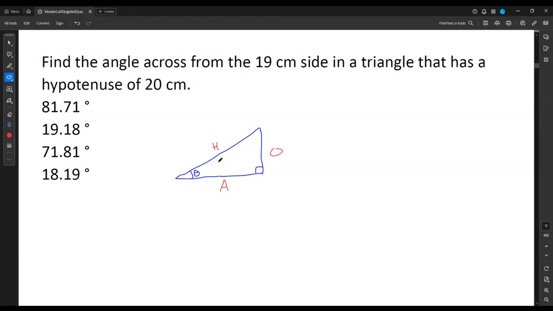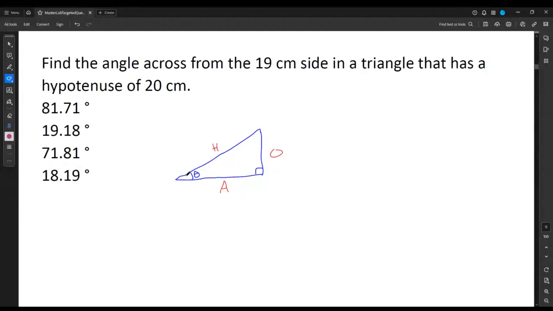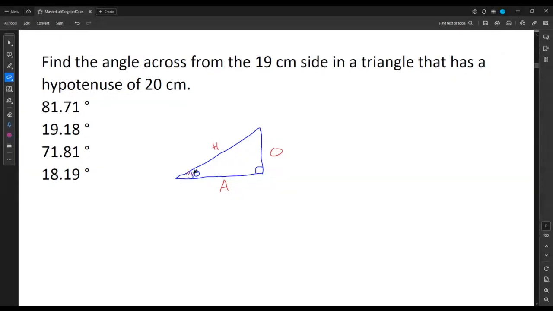So find the angle means that we don't know theta this time. All right, so I'm just going to throw a question mark down. So question mark is equal to theta. It's the angle across from the side. Okay, so across from this, O is going to be 19 centimeters. Okay, so this is important. And hypotenuse is 20 centimeters.